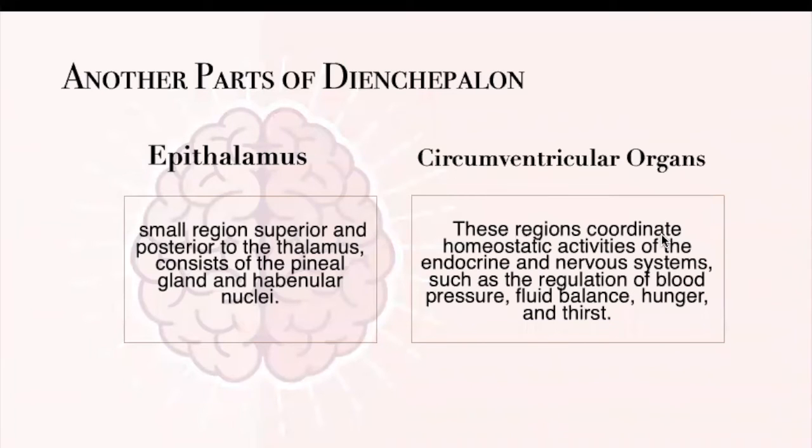Another part of the diencephalon is the epithalamus and the circumventricular organs. The epithalamus is a small region superior and posterior to the thalamus, and consists of the pineal gland and habenular nuclei. The circumventricular organs coordinate homeostatic activity of the endocrine and nervous systems, such as the regulation of blood pressure, fluid balance, hunger, and thirst.